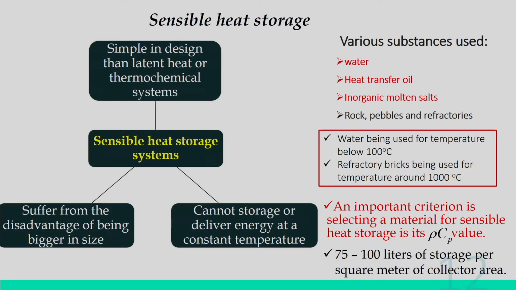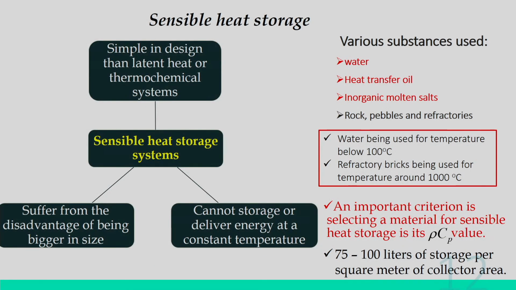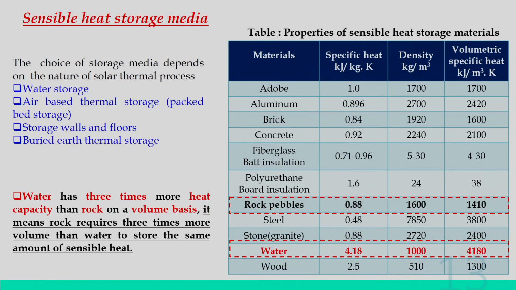An important criterion for this sensible heat storage system is the selection of material for storage, which is defined by the rho Cp value. Rho Cp is nothing but the heat capacity of a particular substance, okay? And for a system having 1 square meter collector area, we need a storage unit of about 75 to 100 liters. That means if we have to store 75 to 100 liters, then the collector size should be 1 meter square. This sensible heat storage medium is very important.